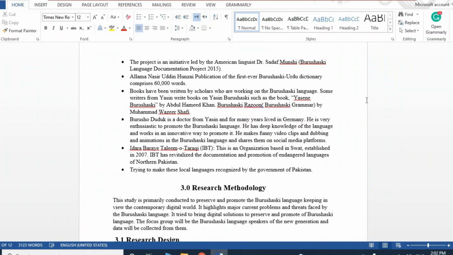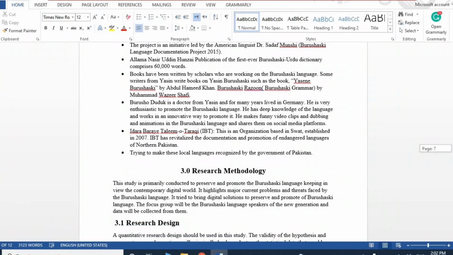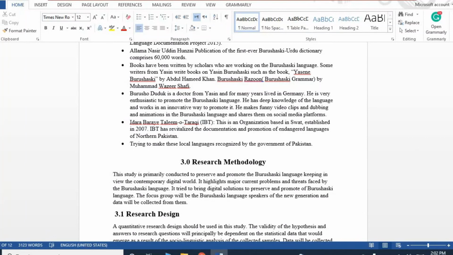And books have been written, some from my village Yasin. The book's name is Yasin Burushaski. Another book is Burushaski Verzun, which means Burushaski grammar. Work has been done on grammar as well. So these are the works that have been done, and my study will just add to that, especially with reference to a digital solution, using digital media for promoting the language.